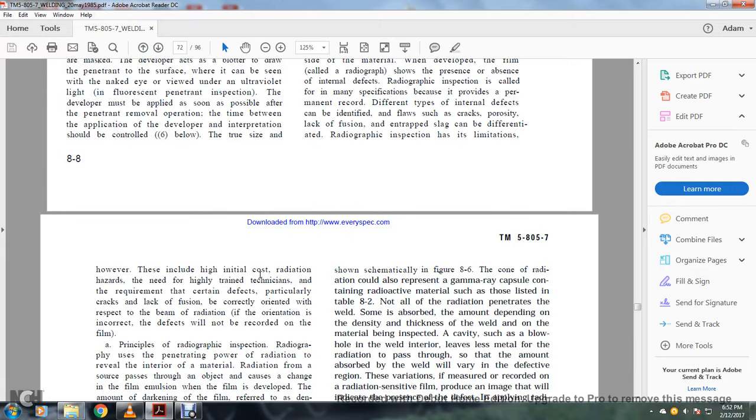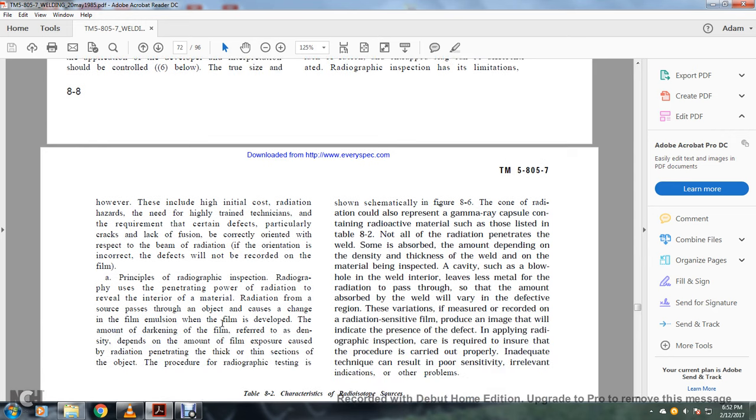However, those include the high initial cost of the radiation equipment and the need for highly trained technicians. The criteria for deficiency, particularly where cracks and lack of fusion are concerned, must be oriented correctly with respect to the radiation beam. If the orientation is incorrect, the defects will not be recorded on the film.